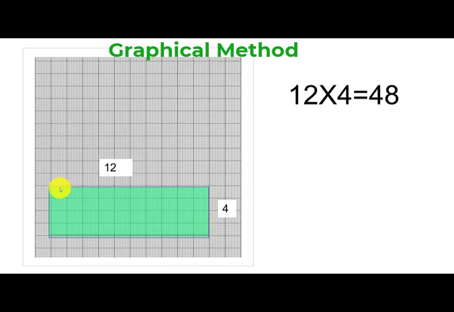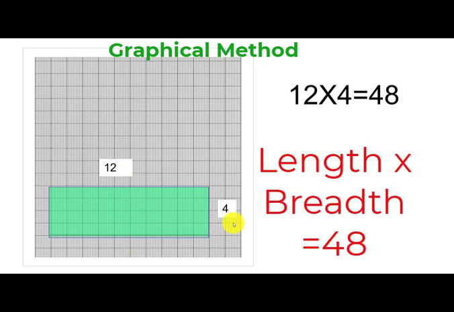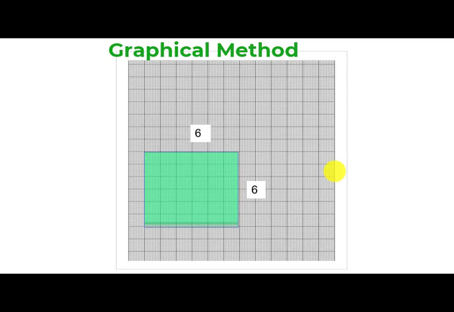If you use the formula, what is the formula to find the area of a rectangle? It is length into breadth, is it not? Then 12 into 4 is 48. Whether you use the formula or the graph sheet to find the area, both will be the same. Okay, likewise you have to proceed with the next one.